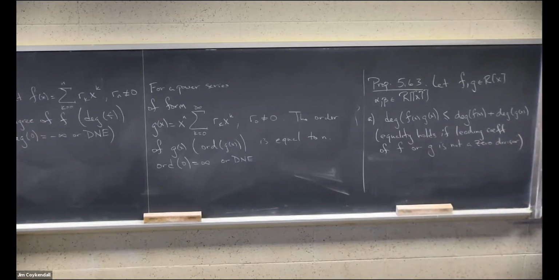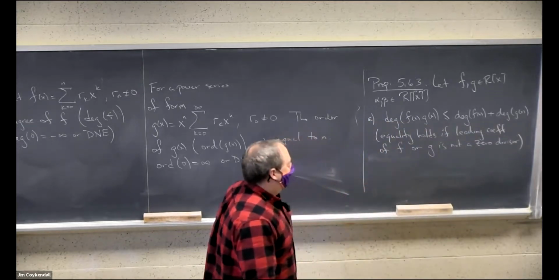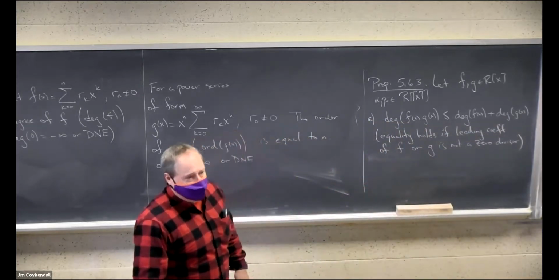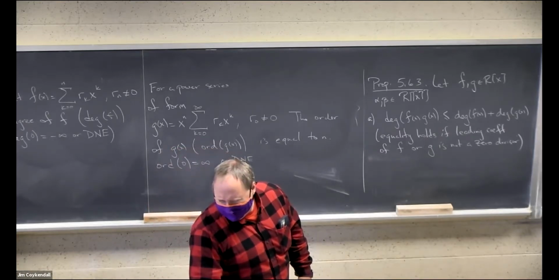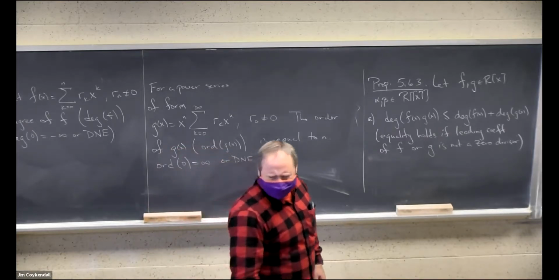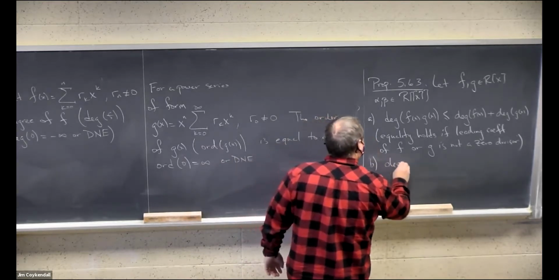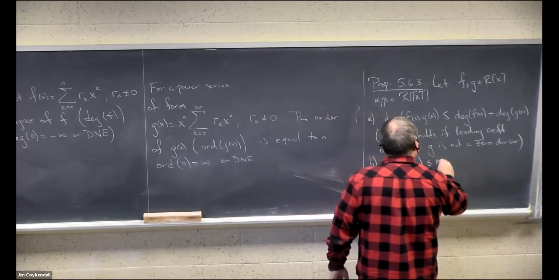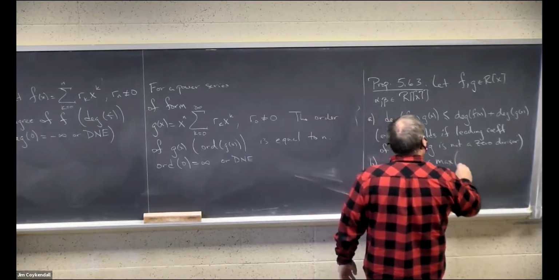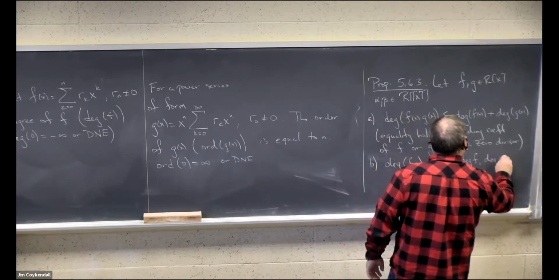When you say the leading coefficient of f, you mean like neither of them can be a zero divisor? No, you just need one of them not to be 0. Degree of f times g is less than or equal to the max of the degree of f and the degree of g.